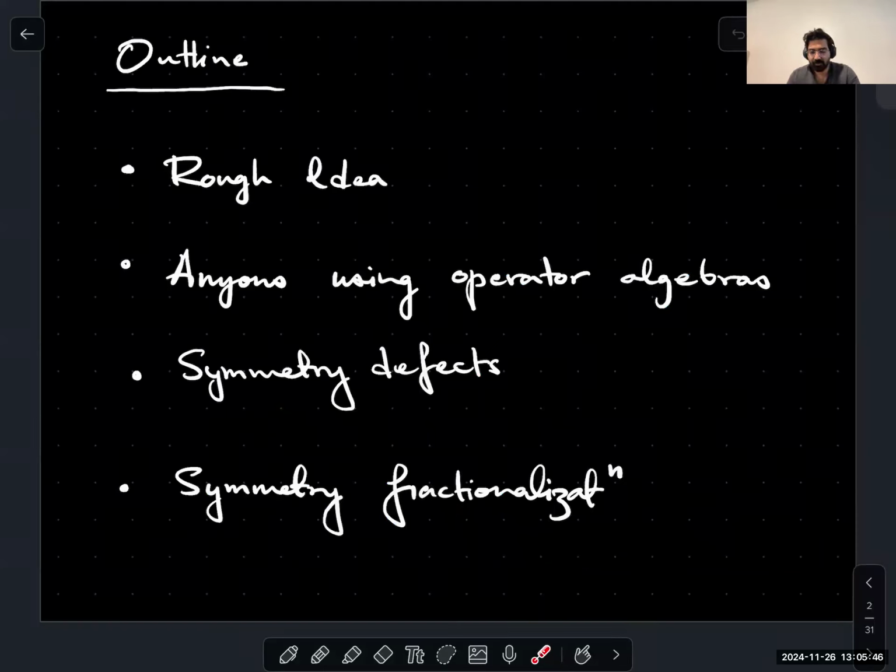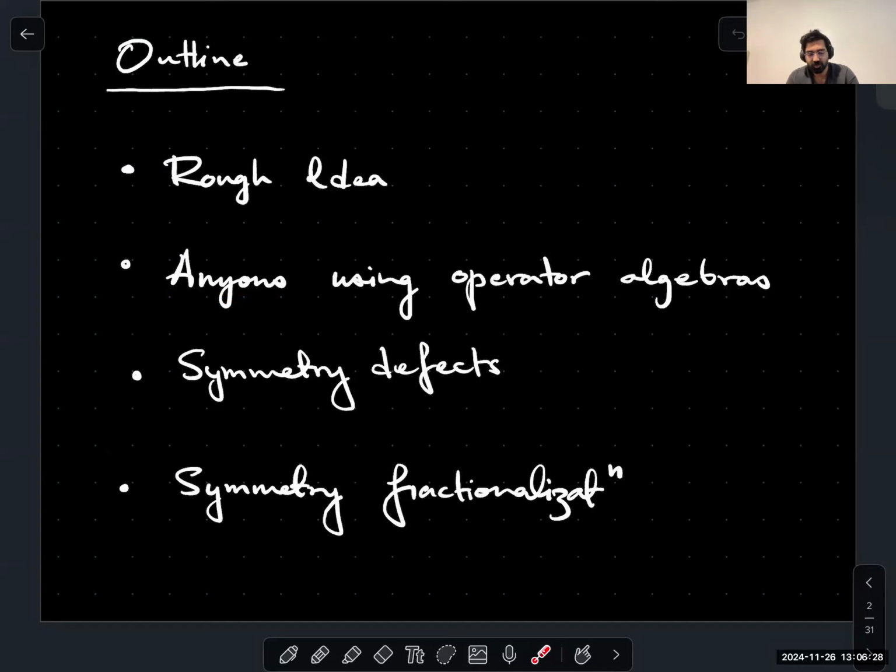Okay, so here's the outline. First, this is a physics talk. I would like to talk about the physics of it and understand what's going on before I give you extreme amounts of copious mathematical details. And then I'm going to switch gears and talk about operator algebras, but in the very narrow context of anions and symmetry defects that I've worked on in my PhD. And then finally, I'm going to talk about how to get the symmetry fractionalization data out of it.